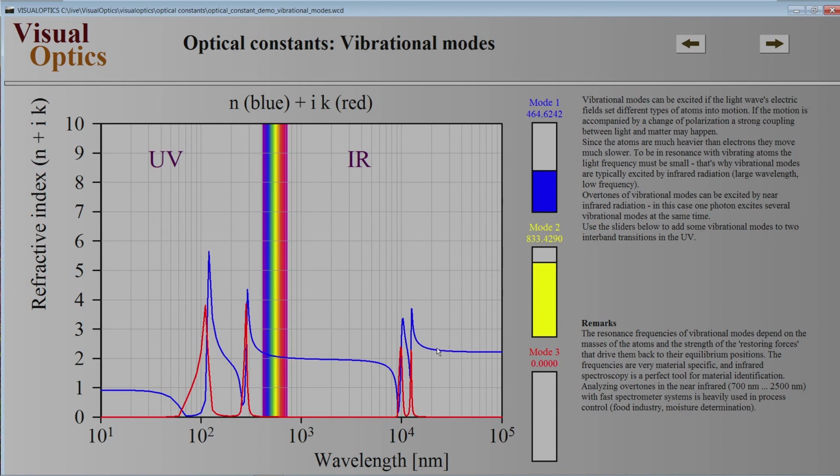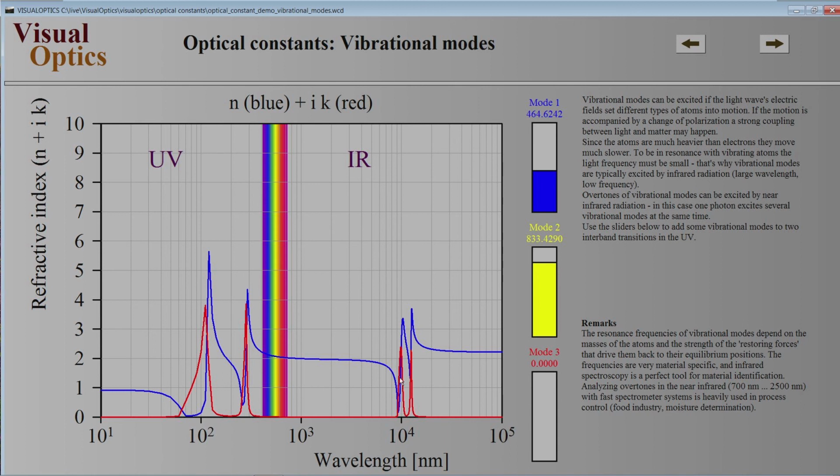So you actually put atoms in motion by shining light on this type of material. Since atoms are much heavier than electrons, about 2,000 times heavier, you have to move a huge mass compared to electronic excitations here in the ultraviolet. So usually you need a much slower wavelength, a much larger wavelength to do that, just because the atoms are so heavy.